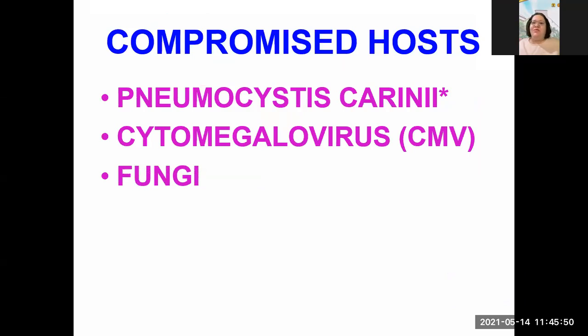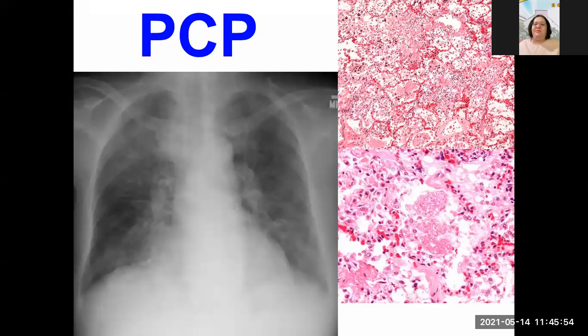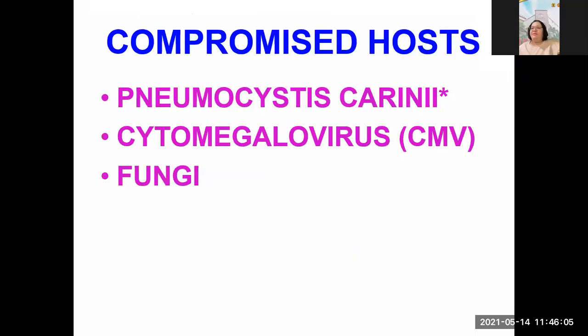Okay, let me point out here your Pneumocystis carinii. Pneumocystis carinii is very commonly seen in patients that have been affected by HIV. This is a common pneumonia that you would find in HIV. That's why I'm saying it's common in compromised hosts, people with immune compromise.